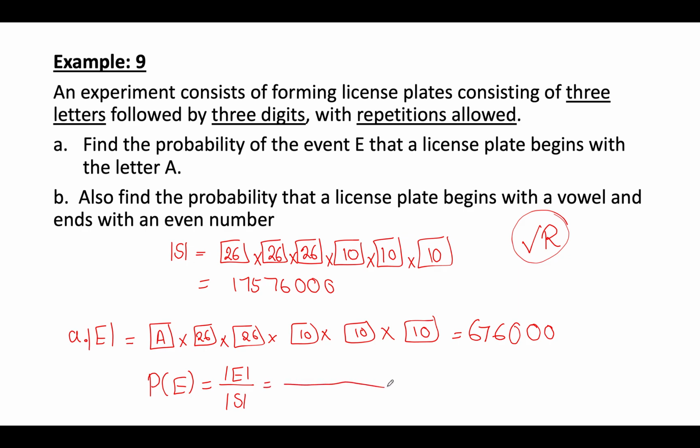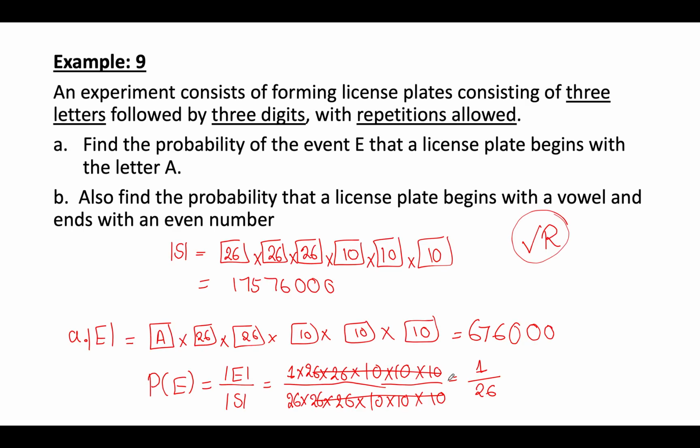Now the probability of E is equal to the favorable outcomes over the sample space. So here we have 1 times 26, 26, 10, 10, and 10, and my sample space is 26, 26, 26, then 10, 10, and 10. All of these will cancel, and we are left with 1 over 26. So this is the probability of having a license plate that begins with A.